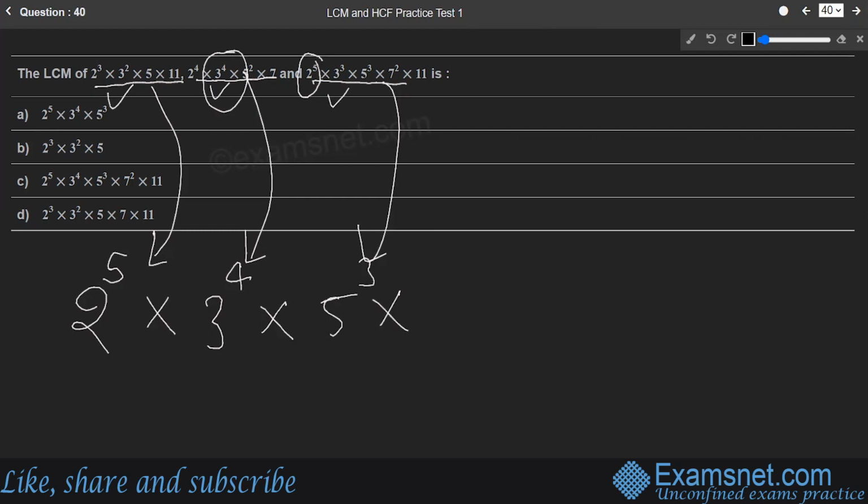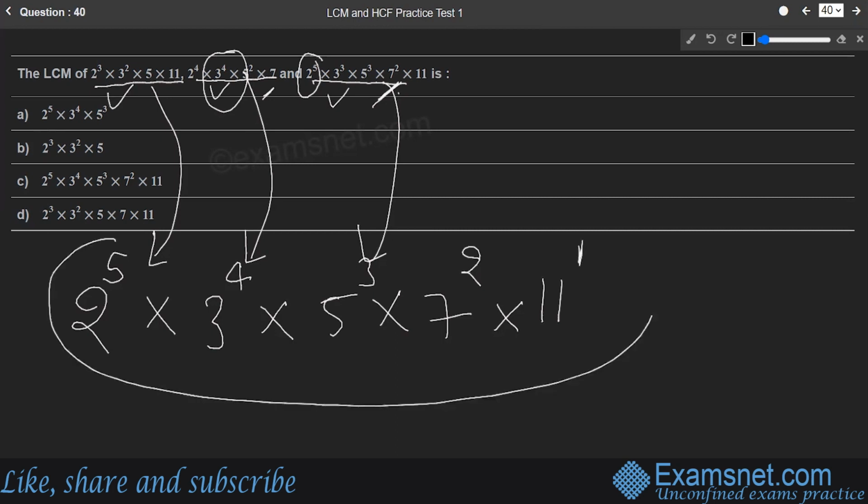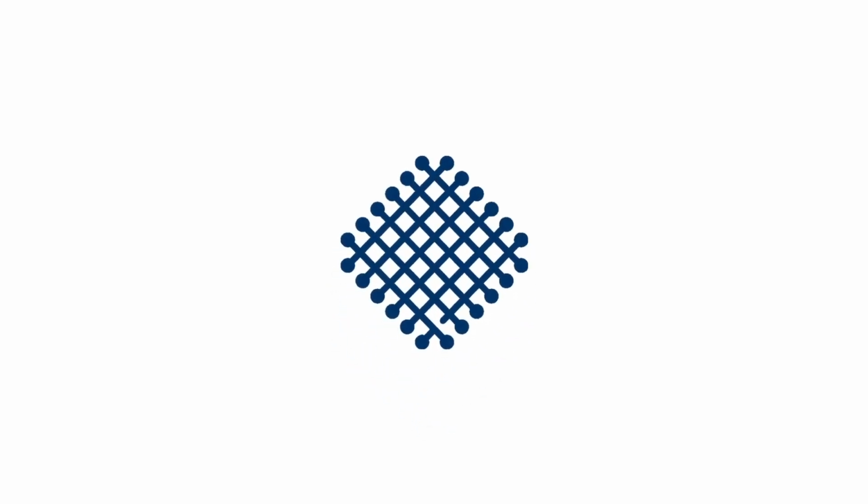What is the next prime factor? It is 7. Which has the highest power of 7? Here is 7 square, here is just 7, here is nothing. So it's going to be 7 square. Then the next prime factor is 11. The highest power of 11 is just 1. So we'll take it like that. So this expression has become the LCM of all these numbers. Which option contains this? It is contained in option number C. So it becomes the right answer for us.